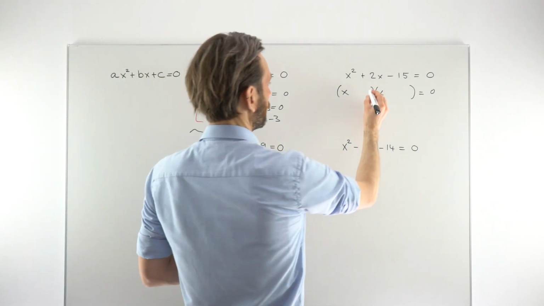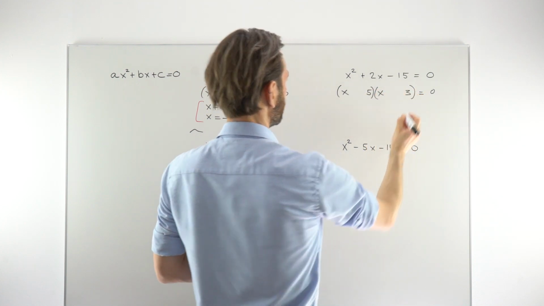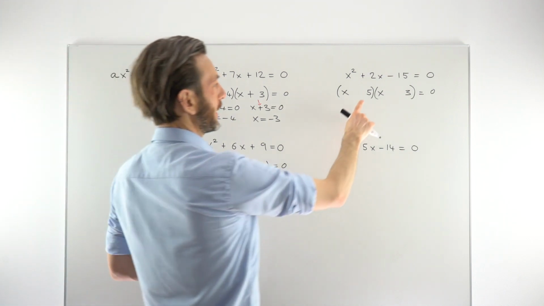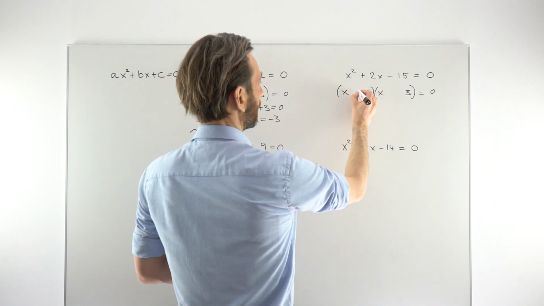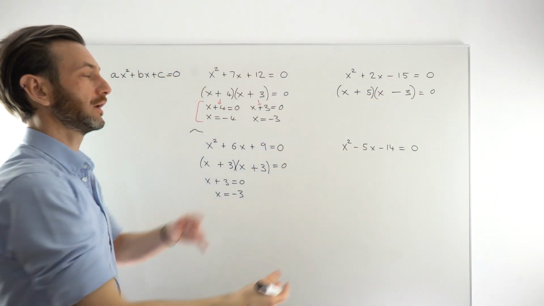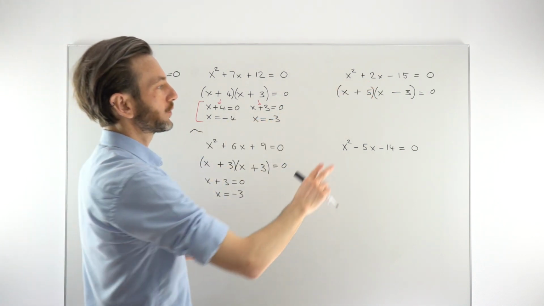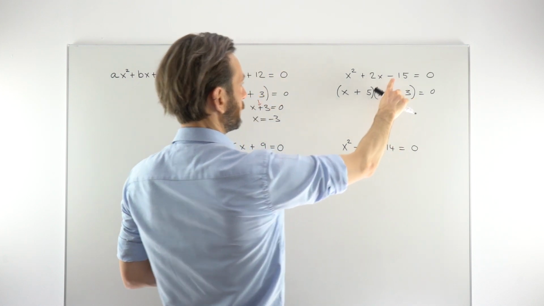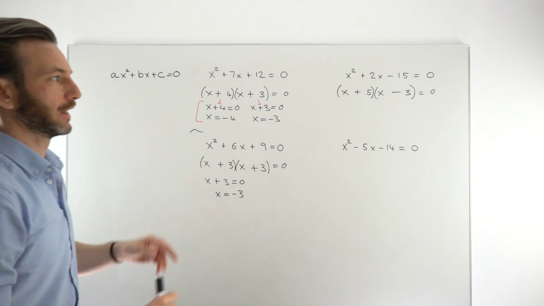Well, 15 can only be 15 and 1 or 5 and 3. I'm going to go for the 5 and the 3 because with a 15 and a 1, there's no way you can make a 2. Theoretically, you can make a 2 though with a 5 and a 3 by making it +5 and -3, because +5 minus 3 gives you +2. So that's how we need to think about those. And also +5 multiplied by -3 gives you -15. So that's basically how we factorize that one.